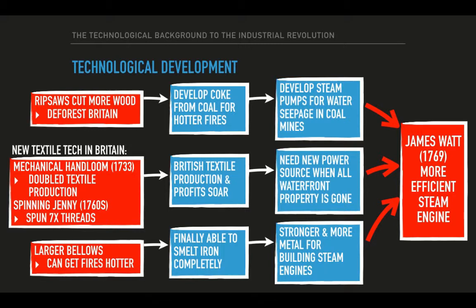Now, not only was steam power practical for the mines, it also found applications in the textile mills for those businessmen not lucky enough to have waterfront property and the free power that went with it. And as a result, British textile production jumped by a factor of 30 times.